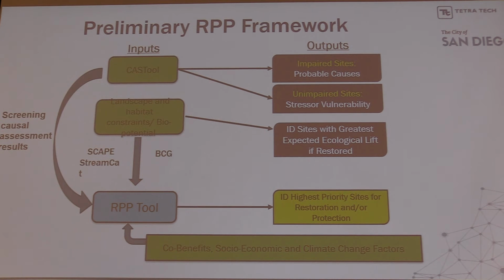StreamCat also has metrics that could be very useful for this tool as well. So we have the CAST tool output, we have the landscape output, but we also have these other outputs, which are co-benefits, socioeconomic things that might be of interest, as well as perhaps future climate change or potential climate change factors that may want to be included in this tool. So these are the main inputs to the RPP tool, and from this we're going to be identifying a prioritized list of what we think should be top priority for restoration and/or protection.